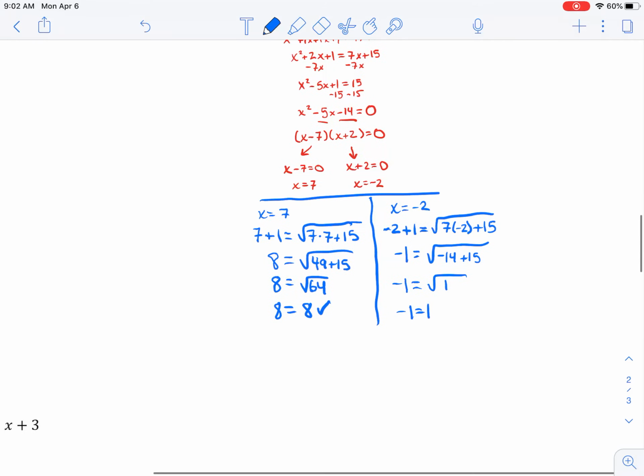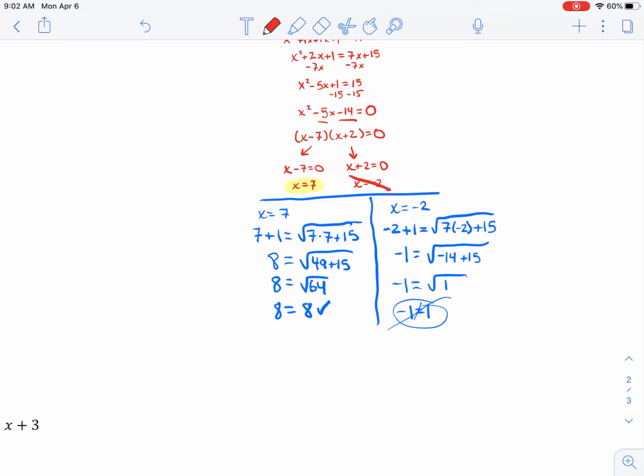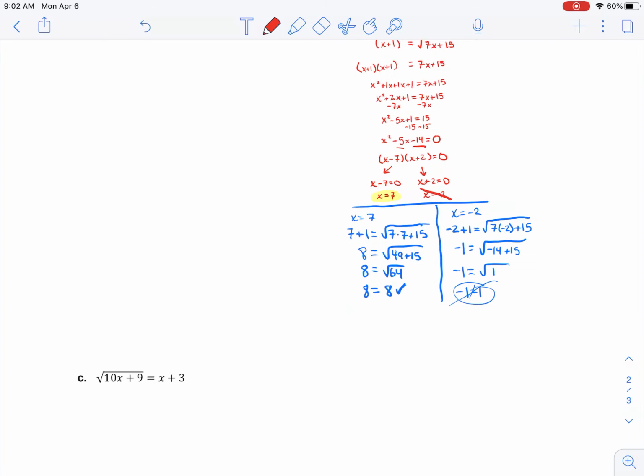Oops, what happened here? This is called an extraneous solution because this is not necessarily true. So actually, this one is not a solution. Our only solution is x equals 7. That's why you have to check both answers here, and one of them we would consider just not working. So x equals 7 is our solution.